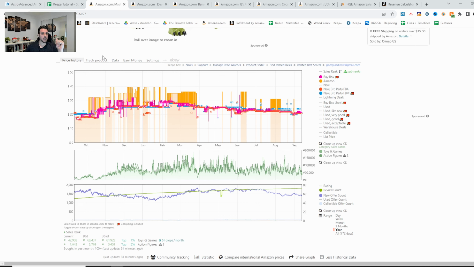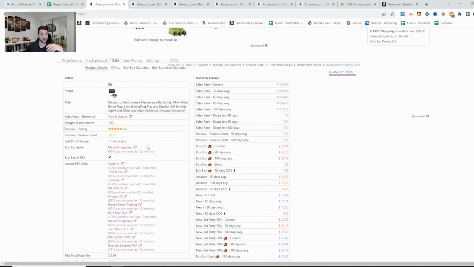Now, like I said earlier, the track product feature is not that important. Let's jump over to the data section. This is the data section over here, the product details. So it has some nice points of information here. One thing I like to look at is the bought in the past month section. So it tells us roughly how many units Keepa estimates that this product sold in the last month. Now, we can also test this using Jungle Scout Sales Estimator.